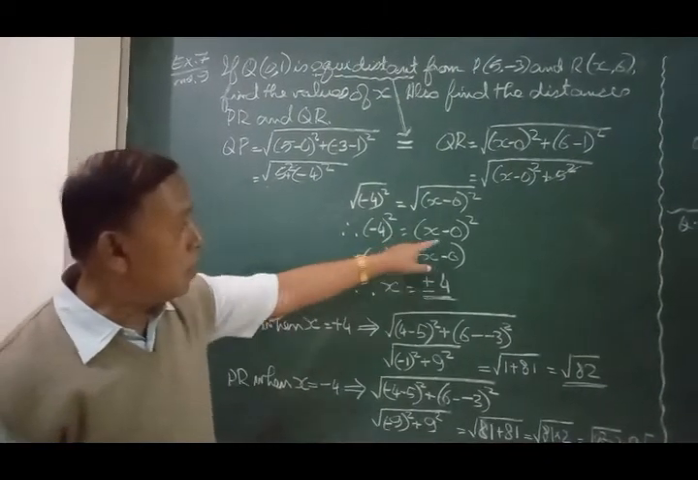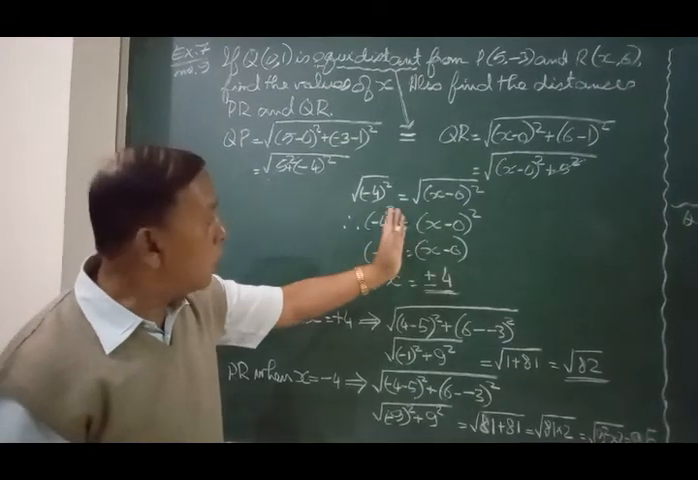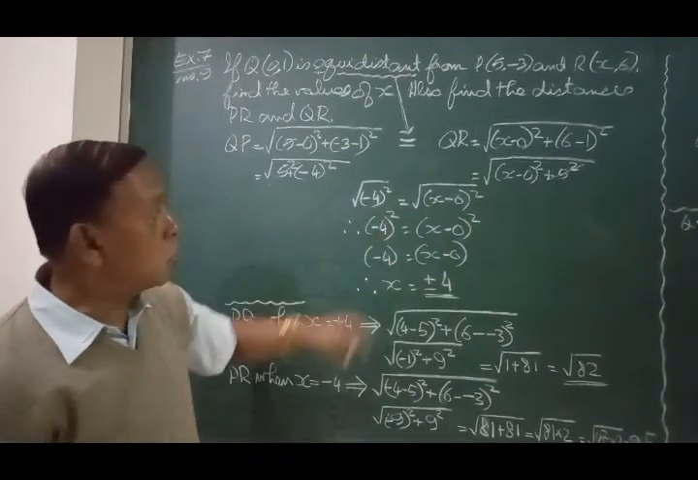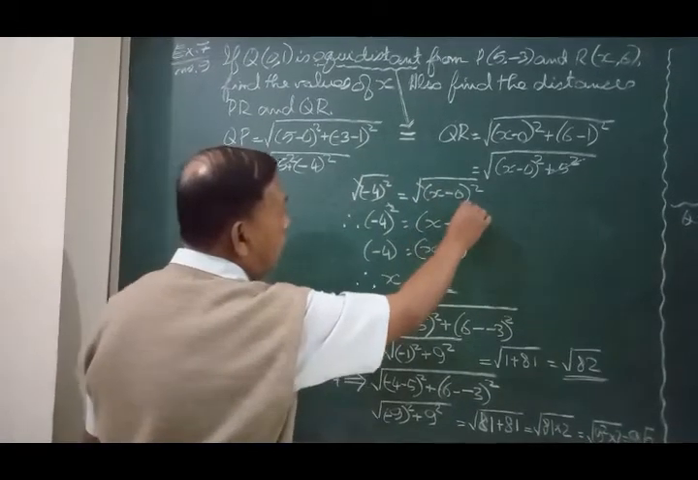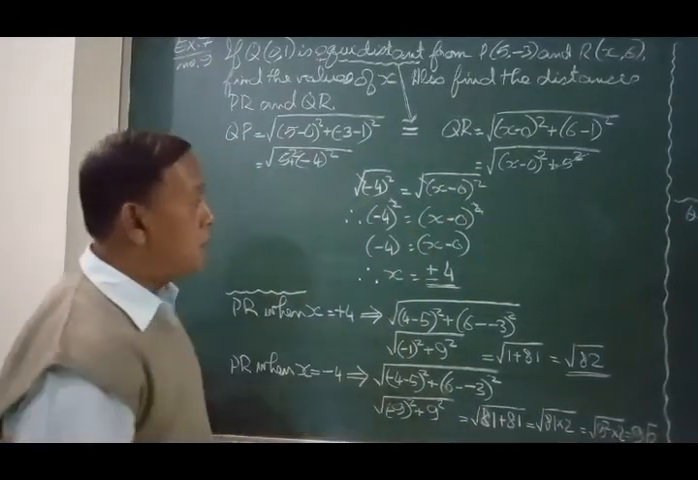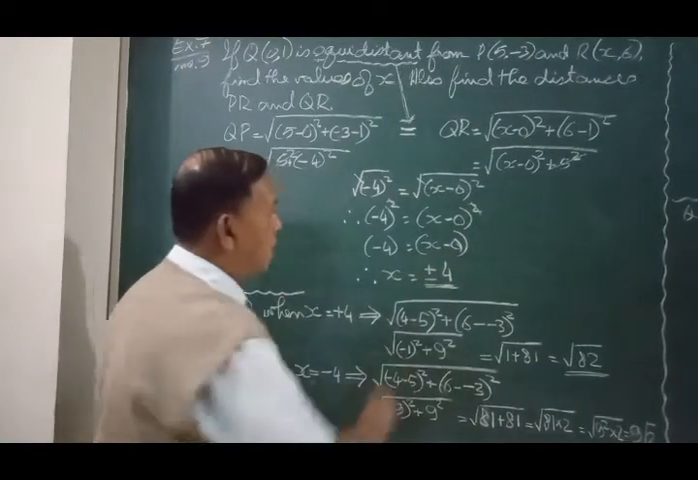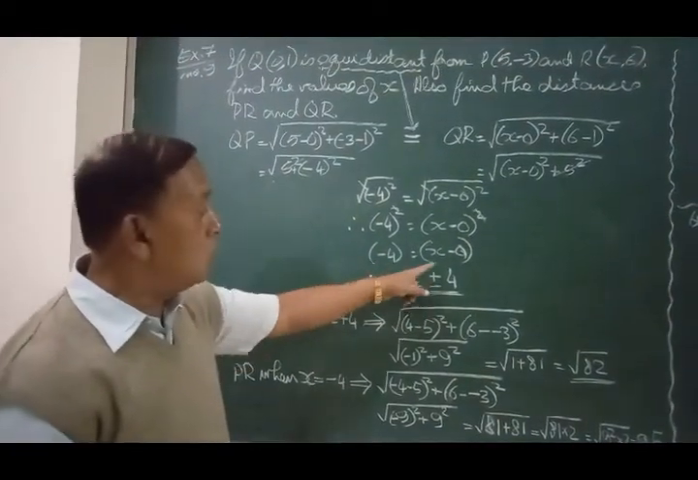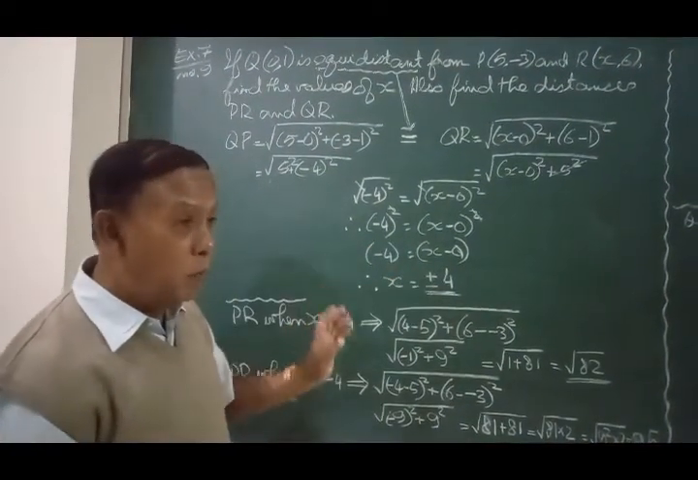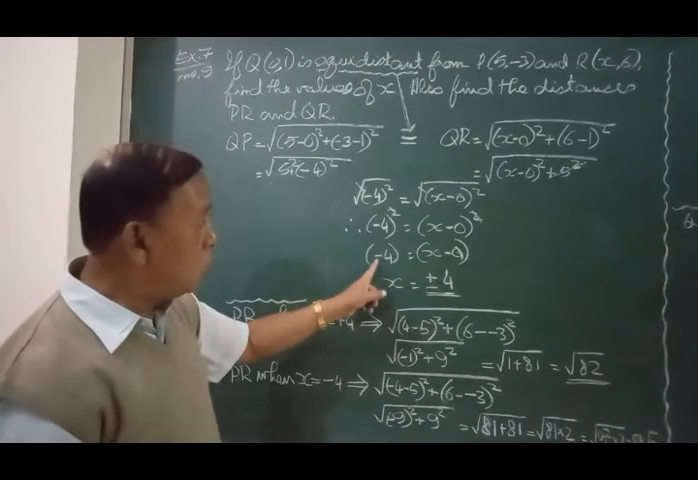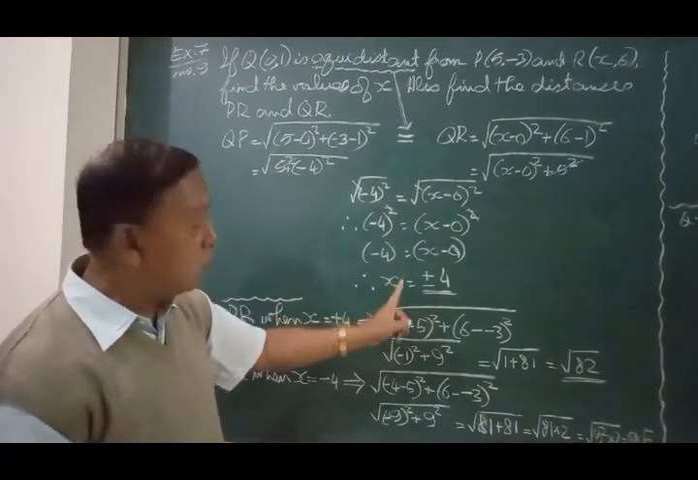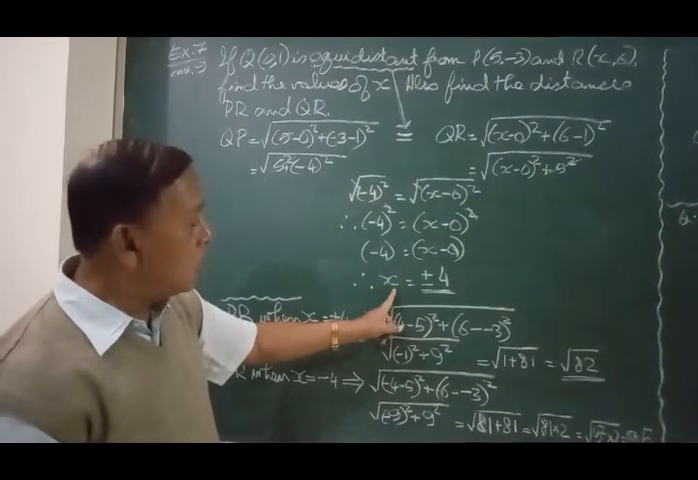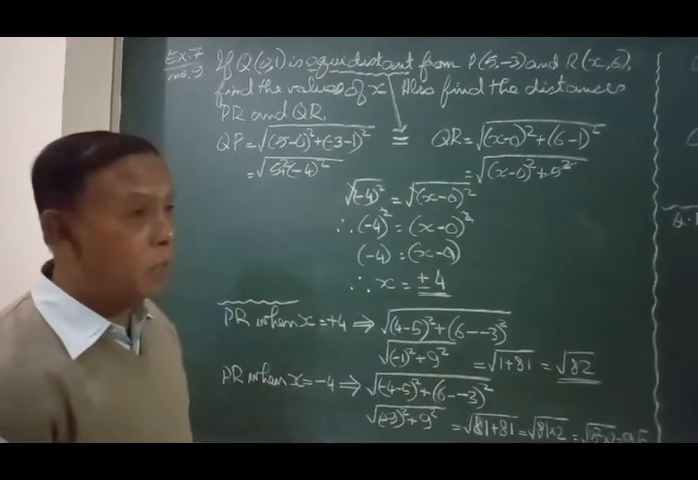-4 whole square and this bracket whole square, so next we can also remove the square. So we are removing the root, then removing the square, and finally what you have is -4 is equal to x minus 0. Therefore x will be equal to -4 or +4. It can be both. Therefore we have now found x is equal to +4 or -4.